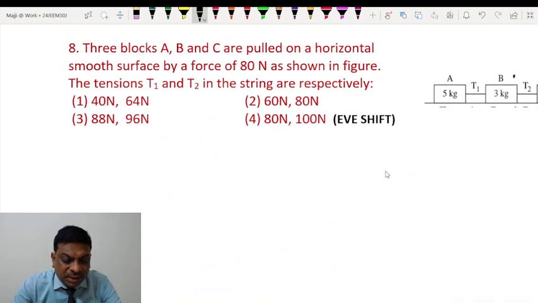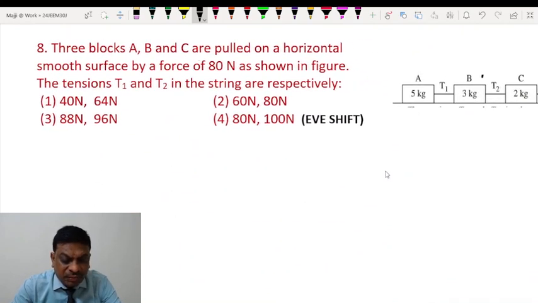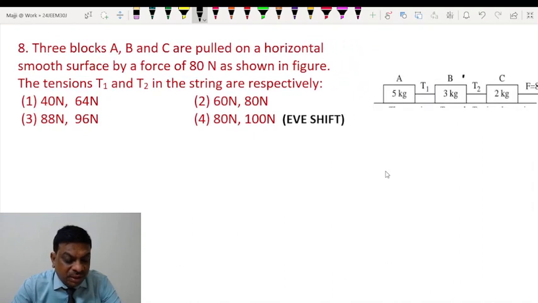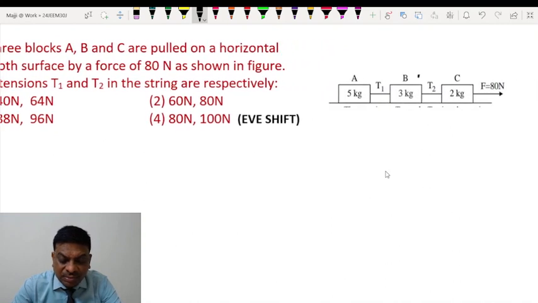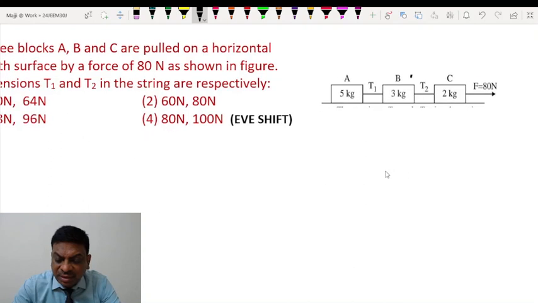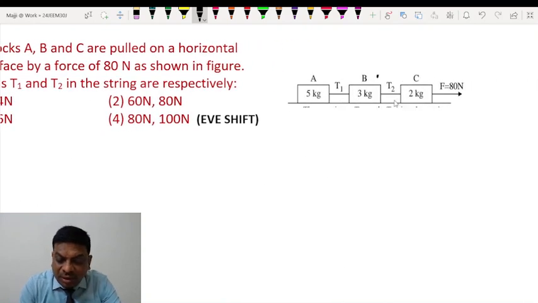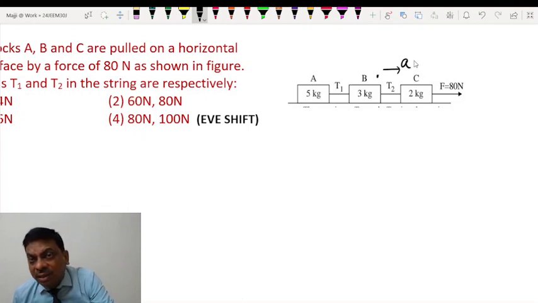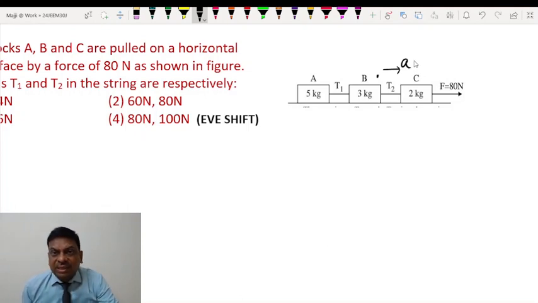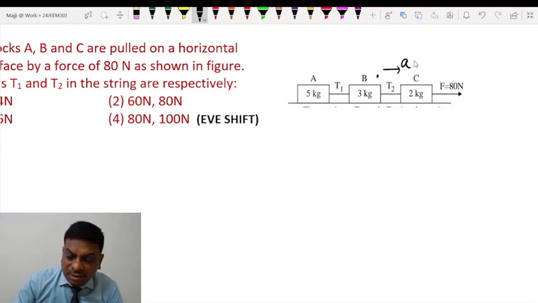Then moving to the next question. 3 blocks A, B and C are pulled on a horizontal smooth surface by a force of 80 Newton as shown in figure. The tensions T1 and T2 in the string are respectively. You can see students this is a figure. Okay? There. Now we want T1 and T2. The most easiest method is this. As you can notice very clearly that all the 3 blocks will be having common acceleration. The acceleration of all the 3 blocks will be common.